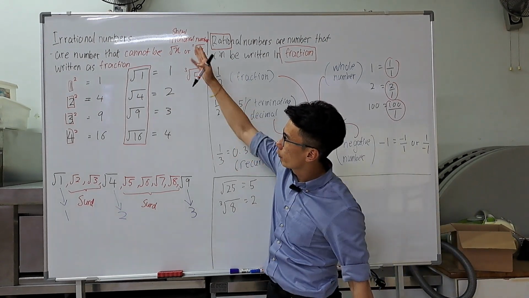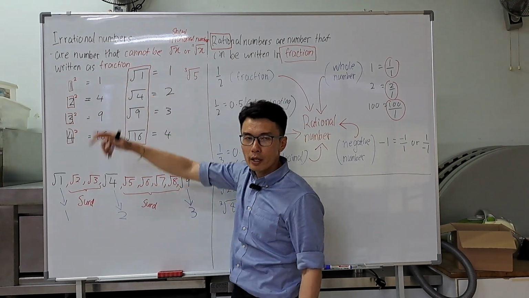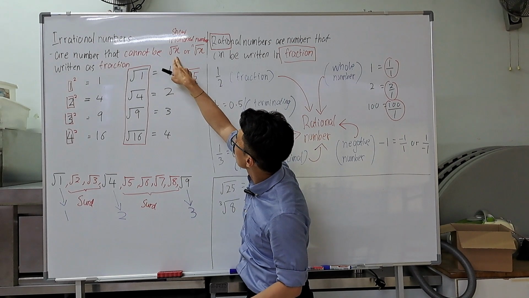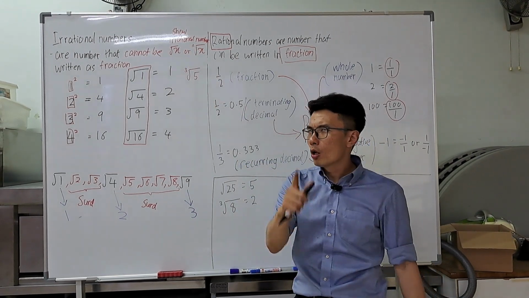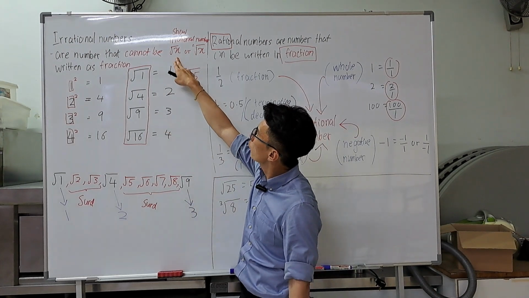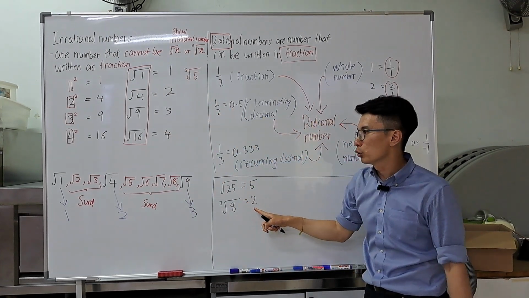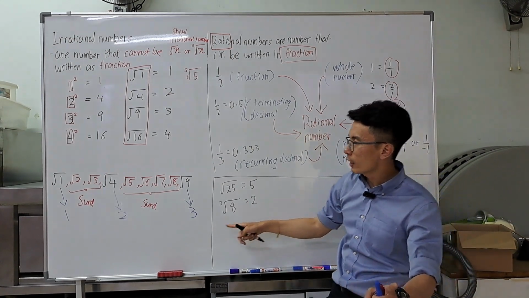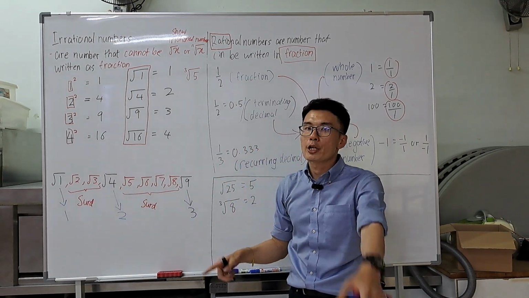So remember, irrational numbers are numbers that cannot be written as a fraction. And we usually express irrational numbers in this form or this form. But do take note that not all numbers written in this form are irrational. If they can be simplified, like these examples over here, they are not irrational. If they can't be simplified, like all these red numbers over here, they are irrational numbers.